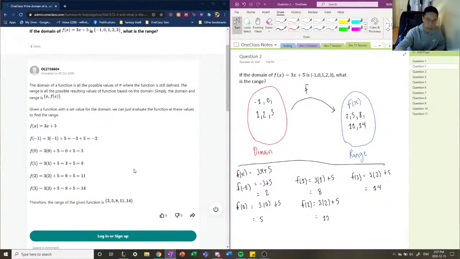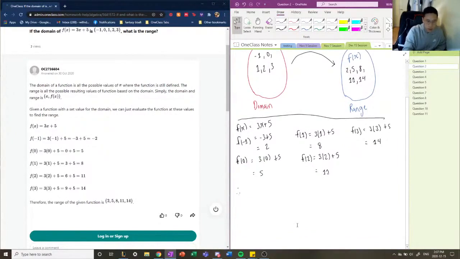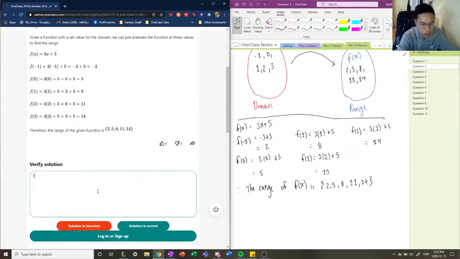So our range is, let me just write a statement here: the range of f(x) is 2, 5, 8, 11, and 14. Okay, cool. So this is the solution.